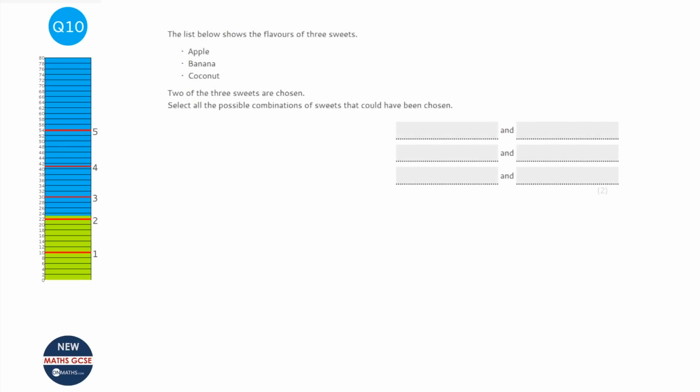Okay, so we're asked for all the possible combinations of sweets. The important thing here is to be methodical whenever you are asked a question like this. So I'm going to start with the first one and pair it up with the second one. And I'm going to keep with the first one, which is apple, and pair it up with the third one. And then I can't do any more with apple because I've got both the combinations down. So I'm going to move on to the second one, which is banana, and pair it up with coconut. And those are the 3 options.